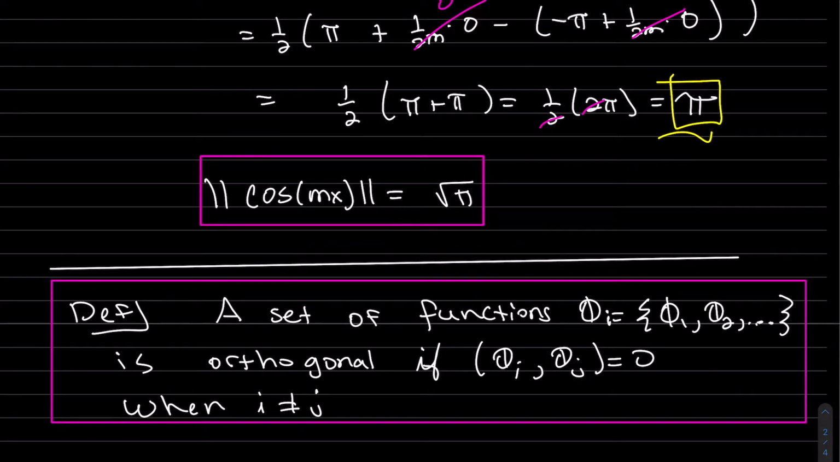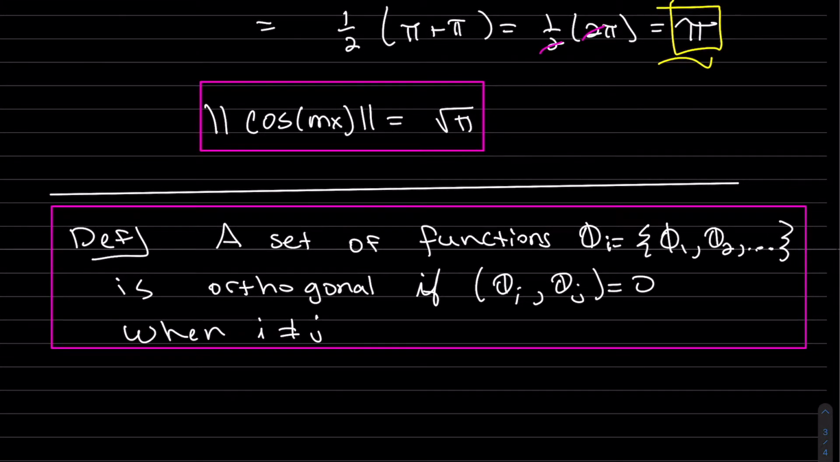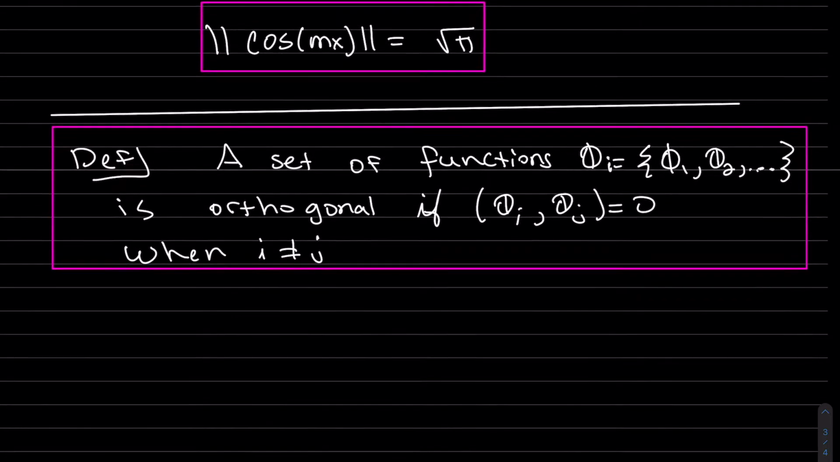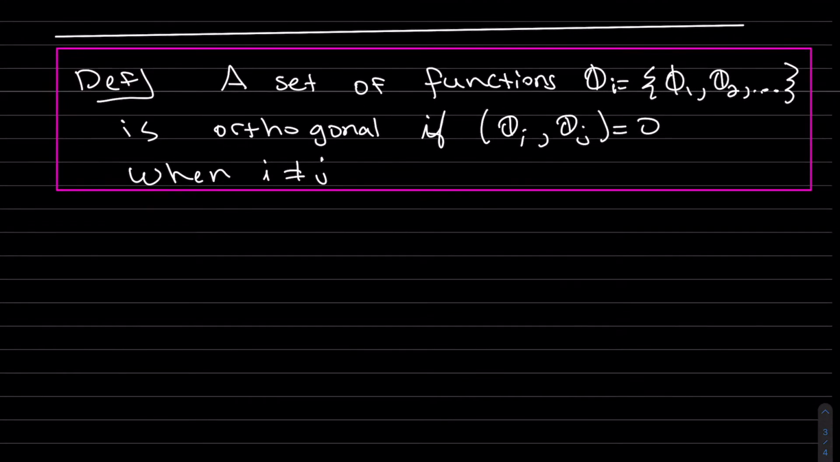Here's our definition. We have a set of functions phi i, which is phi 1, phi 2, and so on forever. The set is orthogonal if the inner product of each pair of them is equal to 0, as long as they're not the same function. So they're different. Let's look at an example.